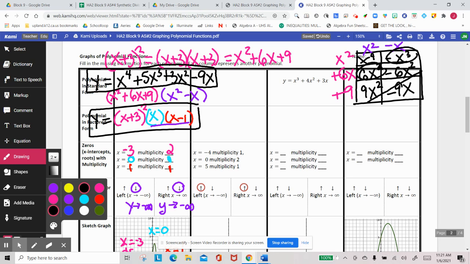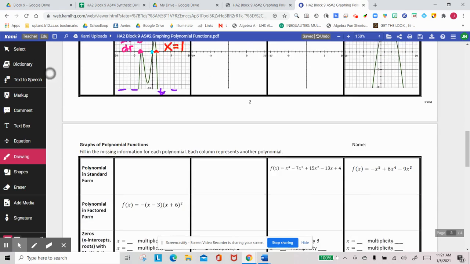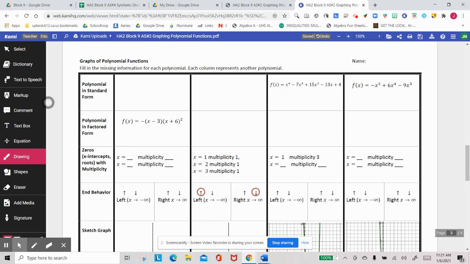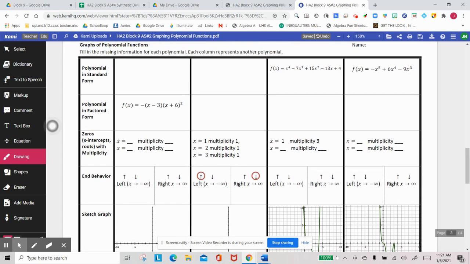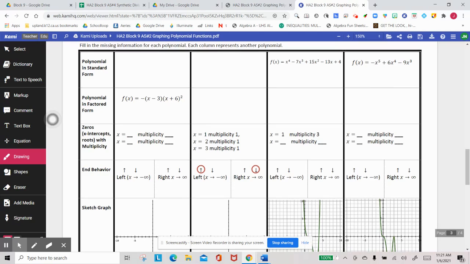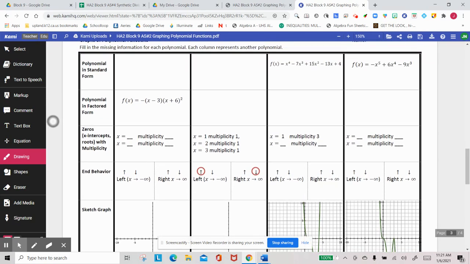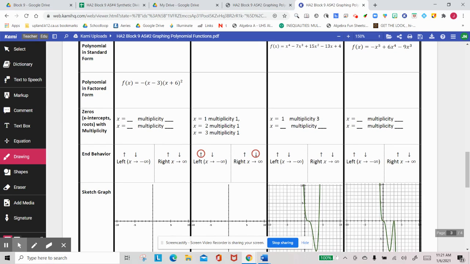I'm going to go ahead and do one more just to make sure that we're on the right track here. So I'm going to take a look at one of these right here. Let's see. So let's look at this third page, the second column. So the third page, the second column, it doesn't have the polynomial in standard form. It doesn't have it in factored form.